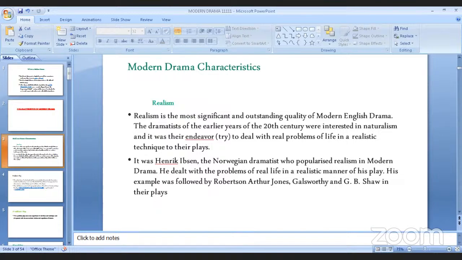Now, his example was followed by G.B. Shaw in his plays. The modern drama has developed the problem play. This is again another kind of play, which is called the problem play. And there are many modern dramatists who have written a number of problem plays in our times. They dealt with the problems of marriage, justice, law, corruption, poverty, and inequality.